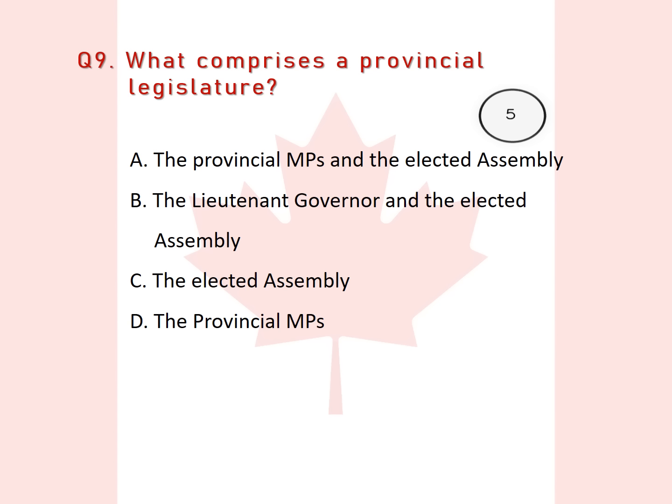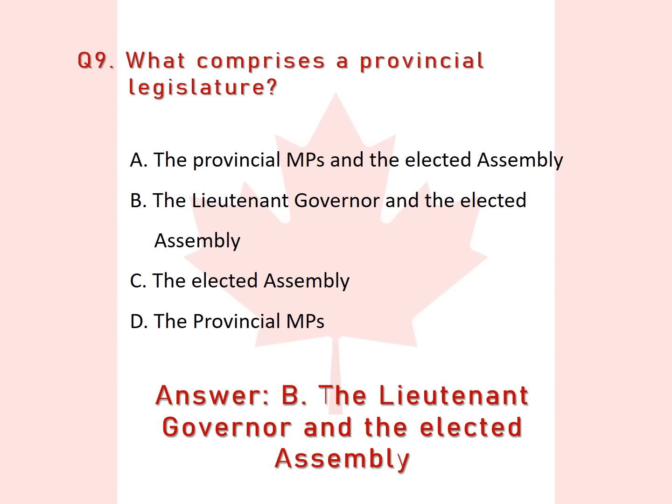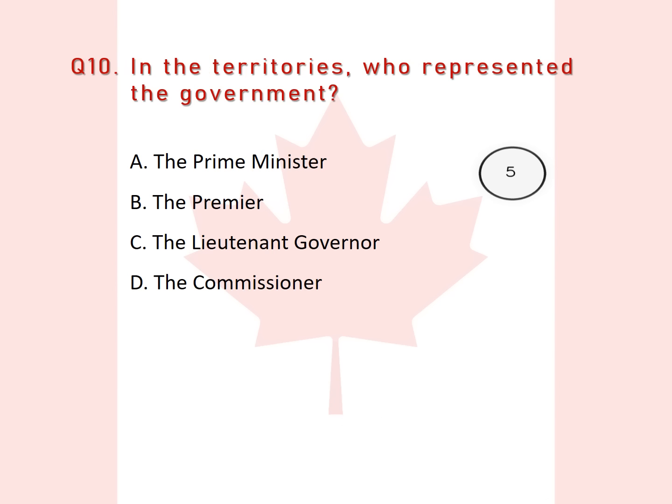What comprises a provincial legislature? Option A, the provincial MPs and the elected assembly. Option B, the lieutenant governor and the elected assembly. Option C, the elected assembly. Option D, the provincial MPs. Answer is option B, the lieutenant governor and the elected assembly.